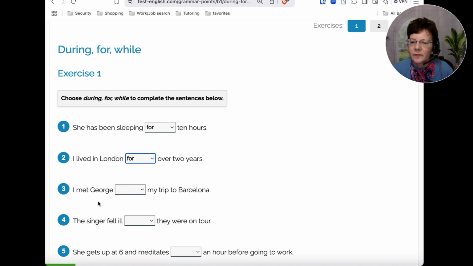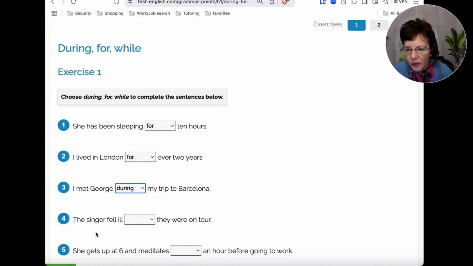Okay, three, I met George my trip to Barcelona. So while, during, or for? Okay, so this talks about when, right? What and what occasion? Okay, so if you chose the middle one, during, you are correct.